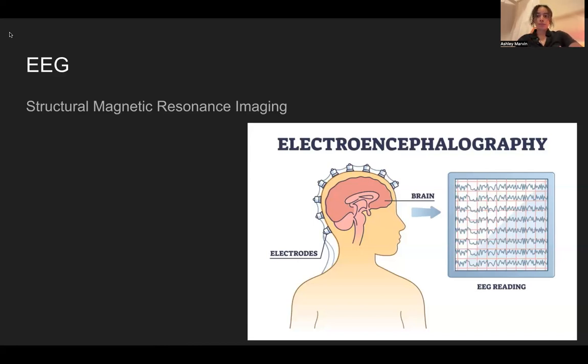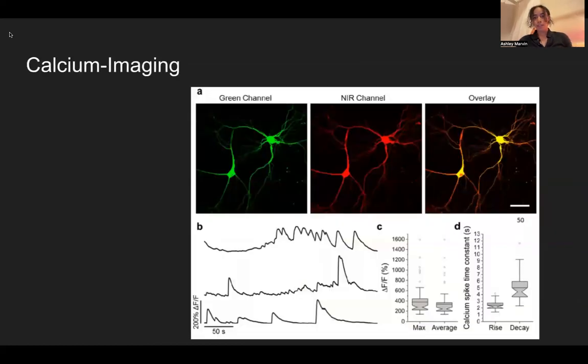So my second method is able to record a lot of individual neurons, so that you can specify locations in the brain and you can specify what these individual neurons do. Okay, so here's our next method, calcium imaging.